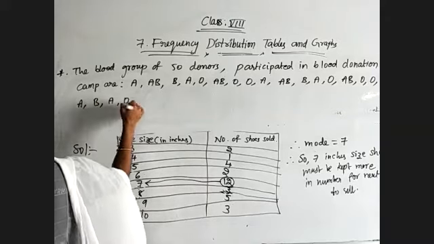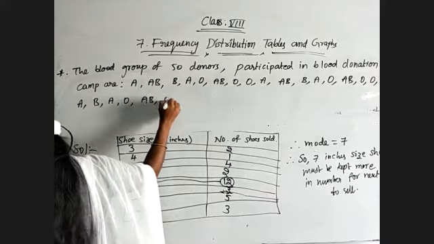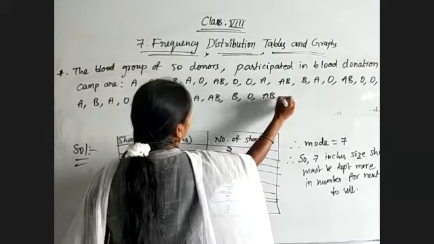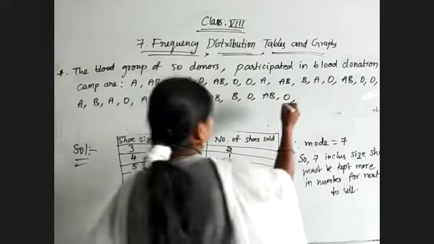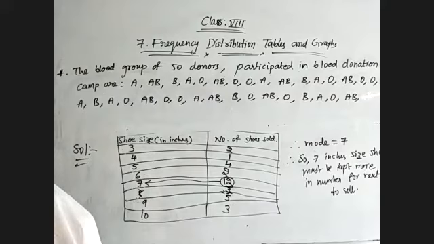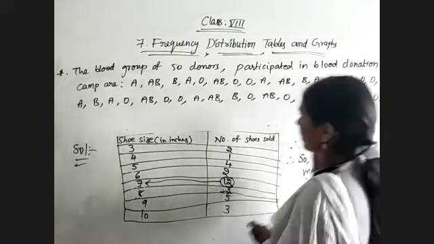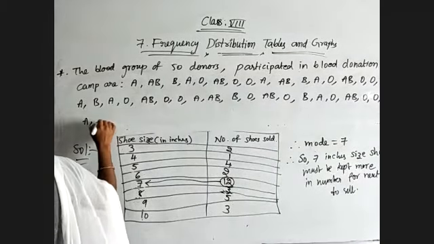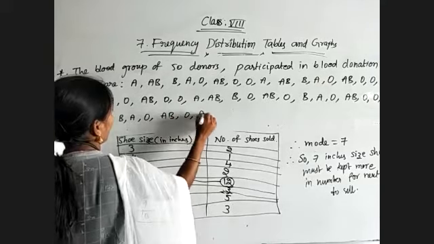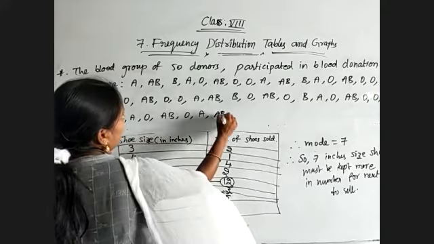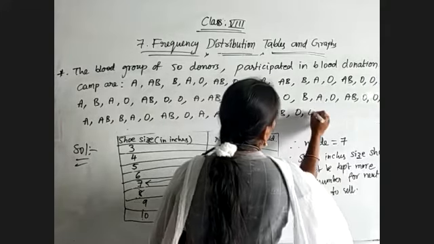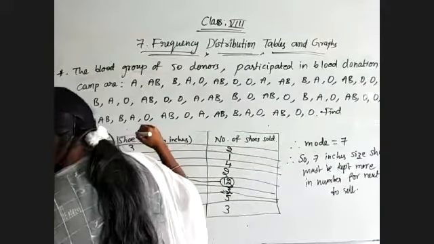B, A, O, A, B, O, A, B, B, O, A, B, O, B, A, O, A, B, O, A, A, B, B, A, O, A, B, O, A, A, B, B, A, O, A, B, O. Find the mode of the verbal data.